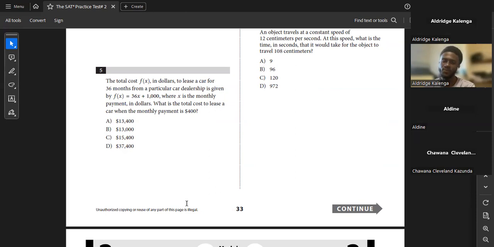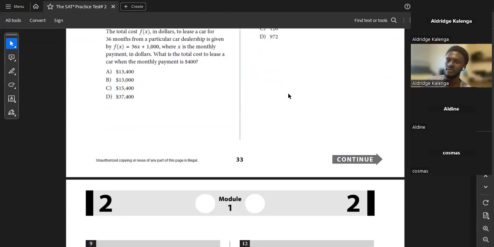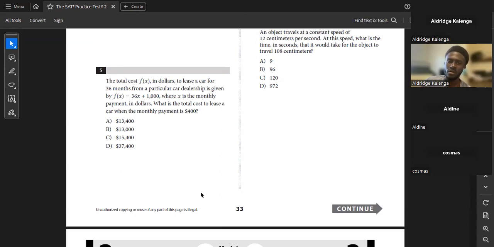Okay, I see. I have to calculate it. So 36 times 400 plus 1,000. All right, okay, I see the answer. So we have C. Anyone with any different answers? Also found C, 2,400 US dollars. Okay, C as well. So we have 2 C's. Anyone else?